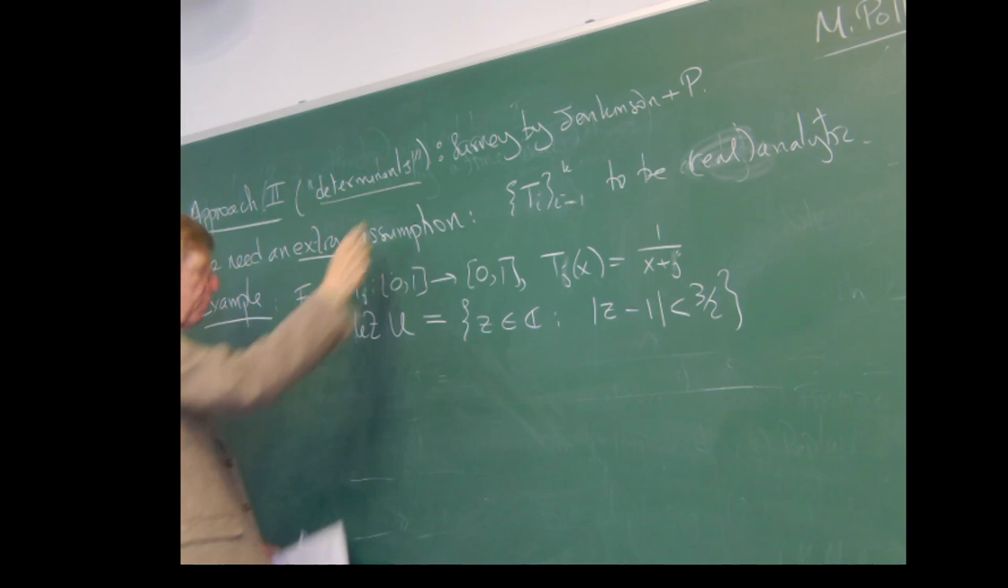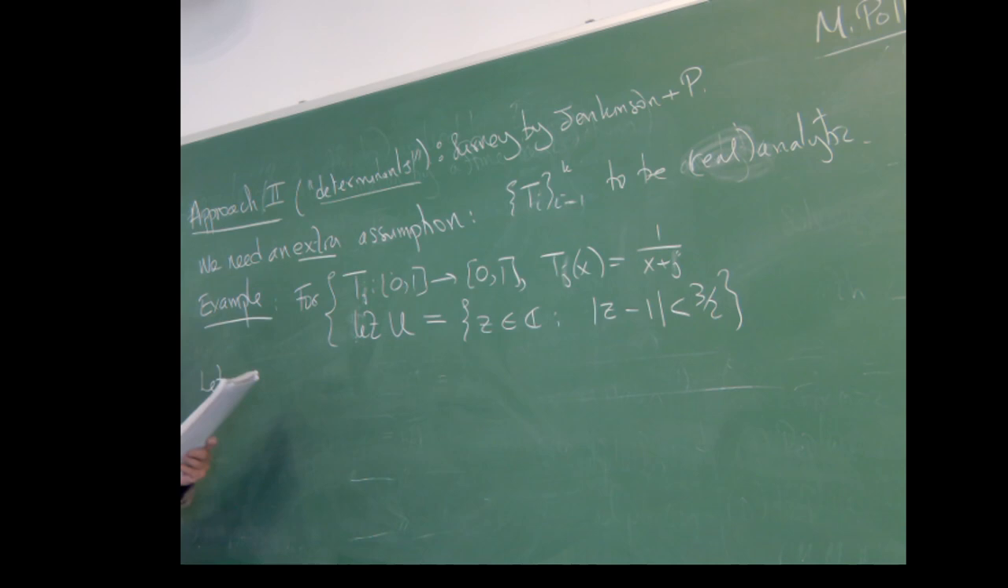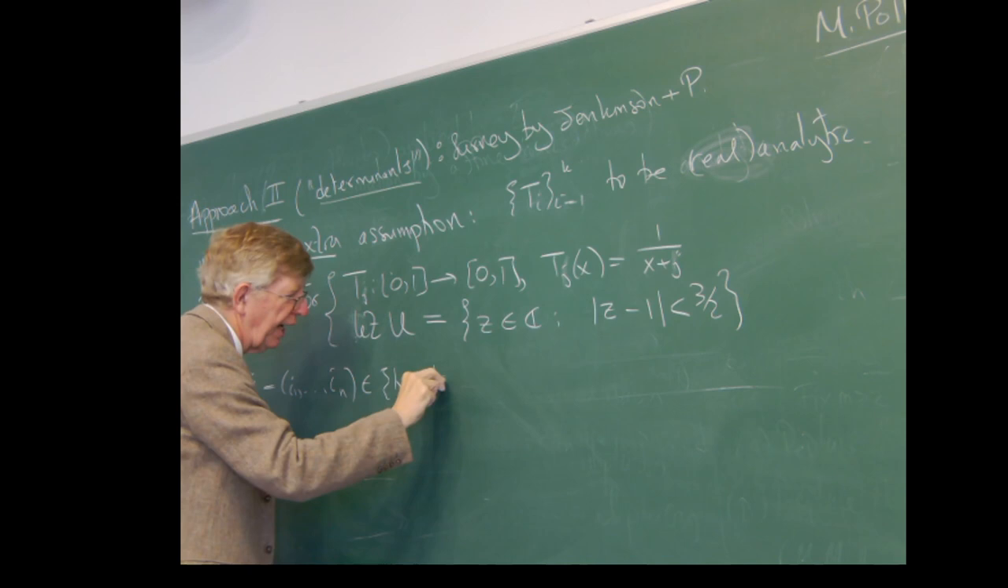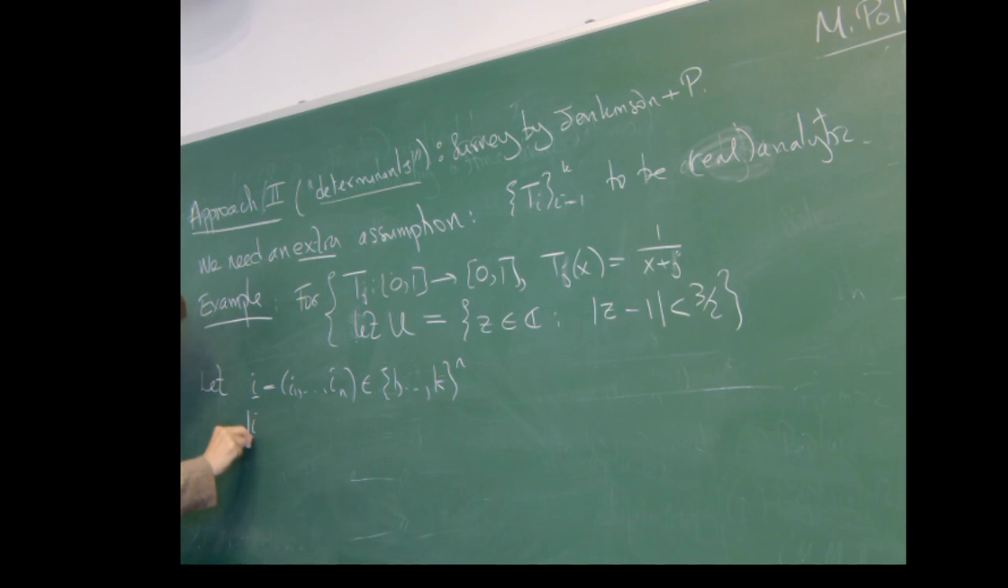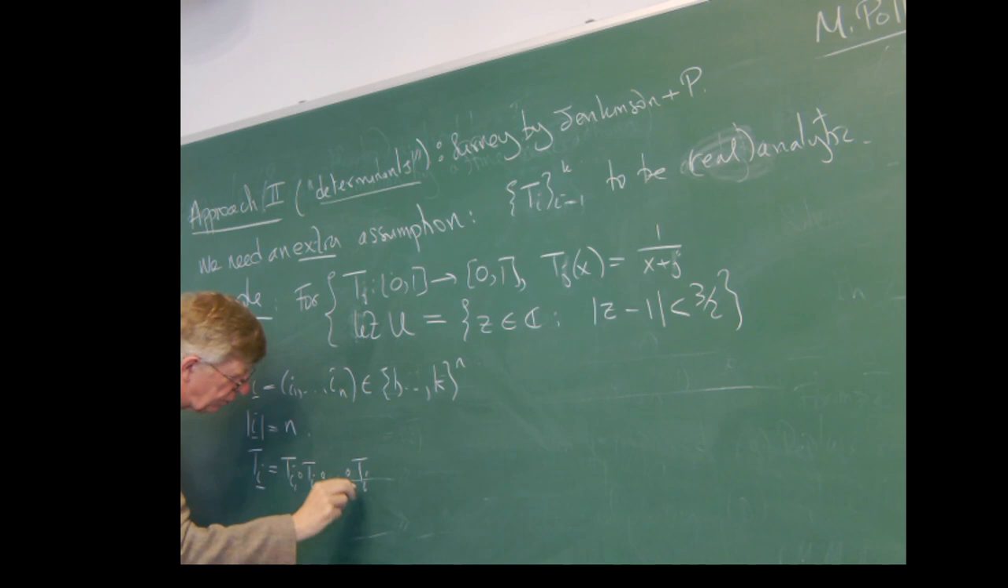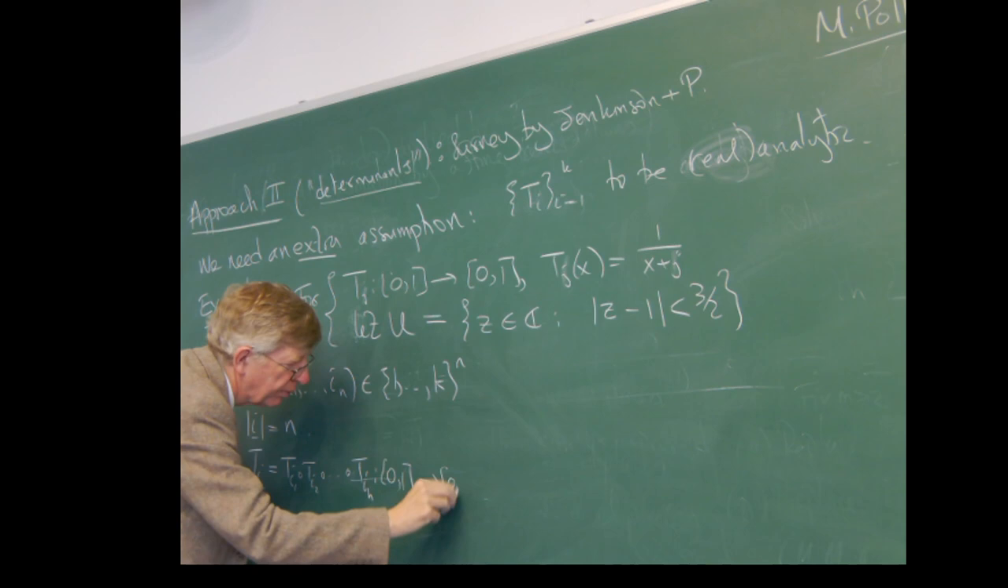Okay, so let me try to say more about what I mean by this method. I need some notation, which I've sort of borrowed from Balash and Karoy, except not very well, I'm afraid. I denote by I strings of the digits 1 up to k of length n, and I'll write the word length of the string by putting these vertical brackets. Then I'll write T subscript I to be the composition of these contractions. So it's also going to be a contraction from the interval to itself. They're all contractions, so the composition is.